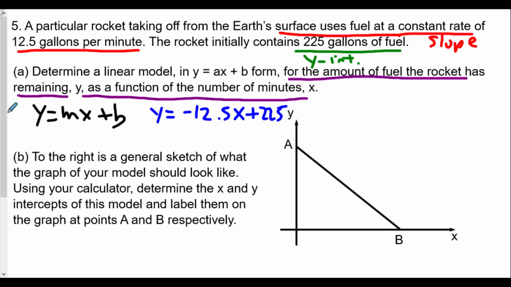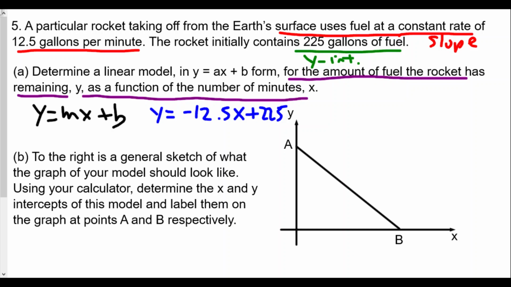Okay, and so we continue here. To the right is a general sketch of what the graph of your model should look like. Notice that it starts off at A and ends at B. So using your calculator, determine the x and y intercepts of the model and label them on the graph as points A and B respectively.